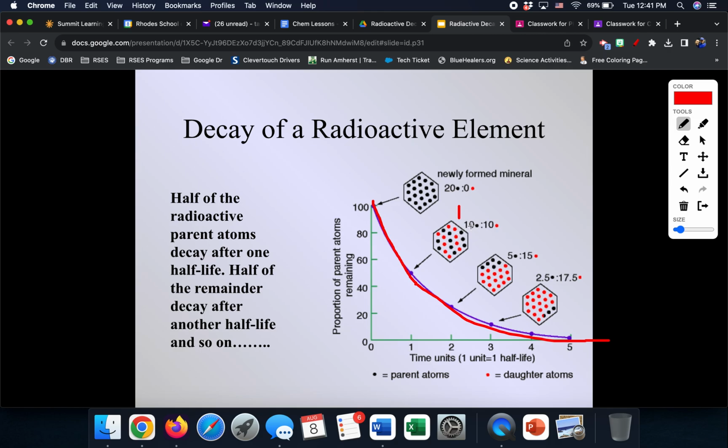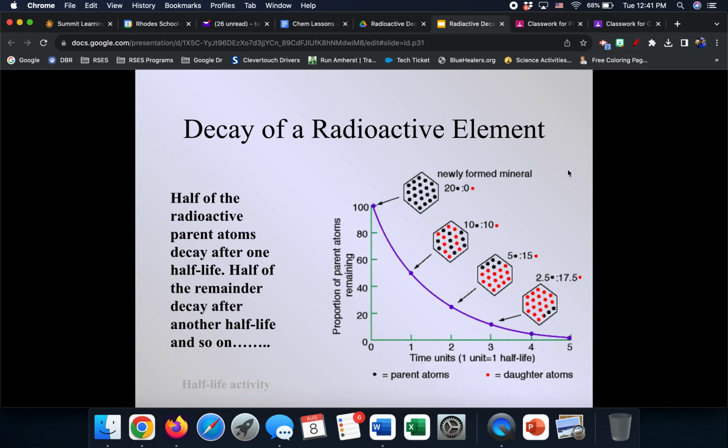Then half of this breaks down, so the 10 becomes 5 and 15. So now we're at a 1-to-3 ratio after just 2 half-lives. And then another half-life, we're at a 1-to-7 ratio, meaning only one of every 8 particles is original and 7 are new. When I say original, we're talking parent atoms. Parents are all these. And then the new atoms that form, the red ones in this picture, are called daughter atoms. And that will be it for part 1.